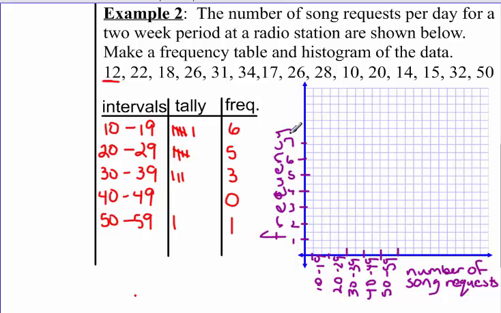Once you set up your graphical display and have everything labeled correctly, we are now going to create our bars and make the histogram. So the 10 to 19 interval has a frequency of six numbers in that group. So we're going to go all the way up to the 6. Next one was 5, then 3. There was nothing in the 40 to 49 group, so you're going to leave that one blank. And then there was 1 in the last category. And that is our histogram.